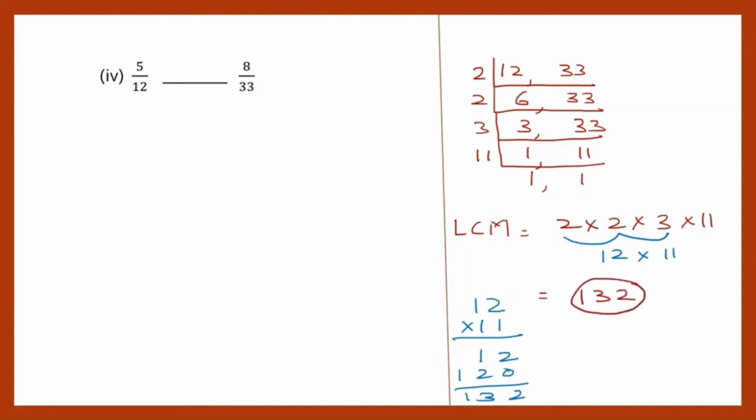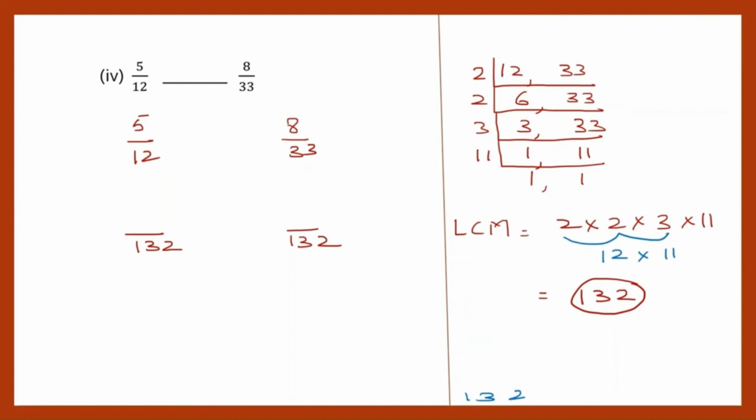Let's use that as the common denominator. So the question is 5 by 12 and 8 by 33. The common denominator is going to be 132. So let's get the new numerators. 12 into 11. We just saw that, isn't it? 12 into 11. So 5 into 11 is 55.